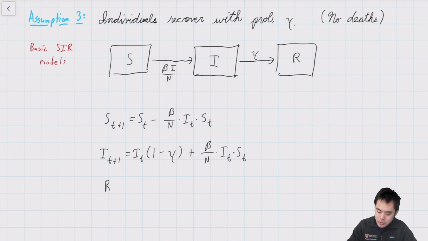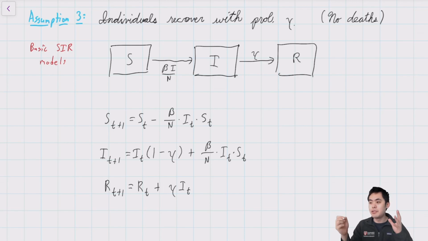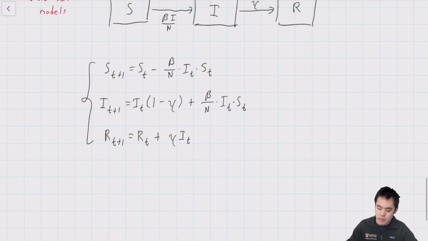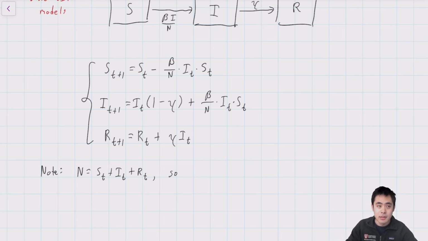And then we have a third variable, so R sub t plus 1, which is equal to R sub t plus gamma times I sub t. So at every time step, some number of individuals are recovering. And as a note, we also know that n is equal to S sub t plus I sub t plus R sub t, because that's just our total population size. So we can let R sub t be equal to n minus S sub t minus I sub t.